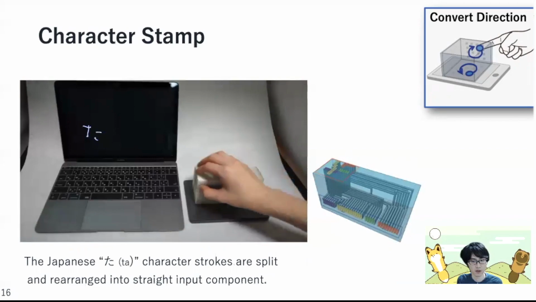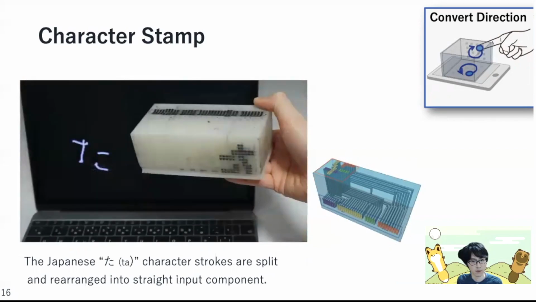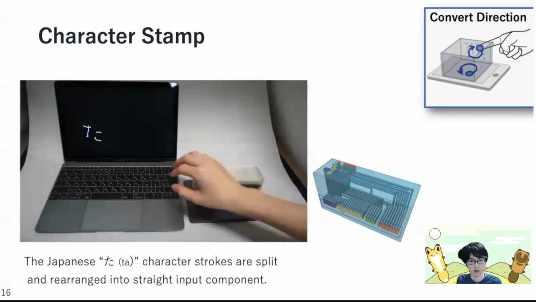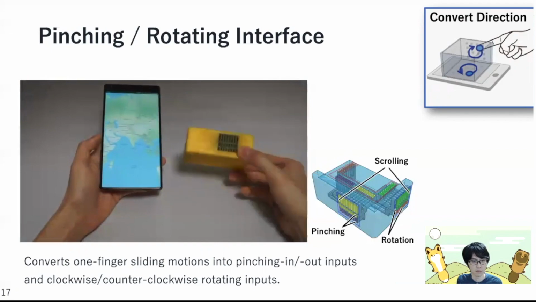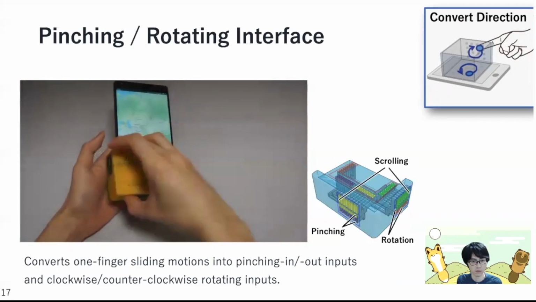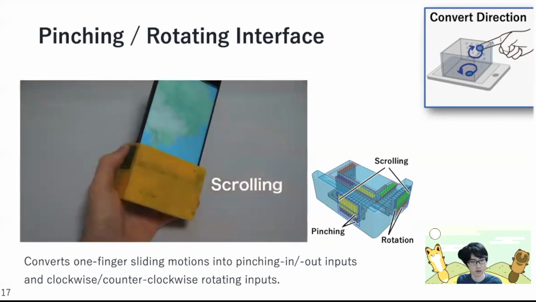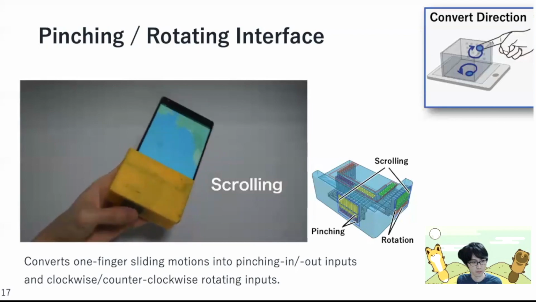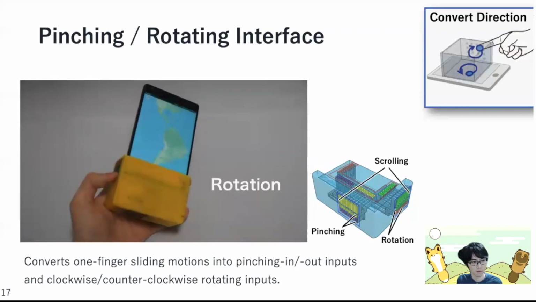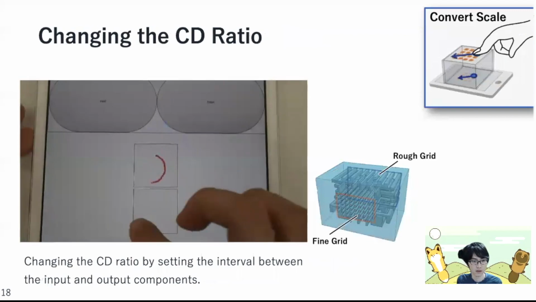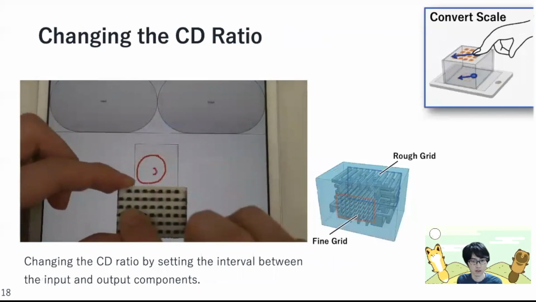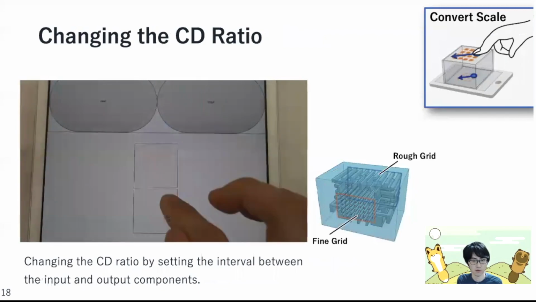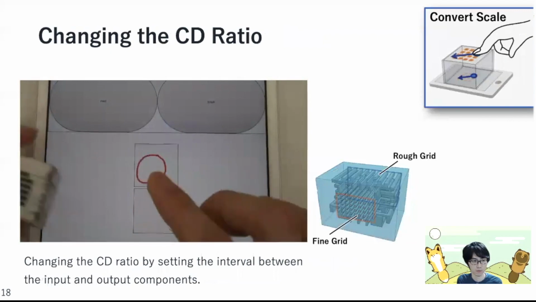This interface is a character stamp. It can convert one-finger swiping into Japanese characters and consists of 4 strokes. This interface converts all the gestures, such as tapping, scrolling, pinching, and rotation, employed in common OSs. This is an example of converting the scale of touch movements. It allows changing the CD ratio between the finger movements and the actual touch input.